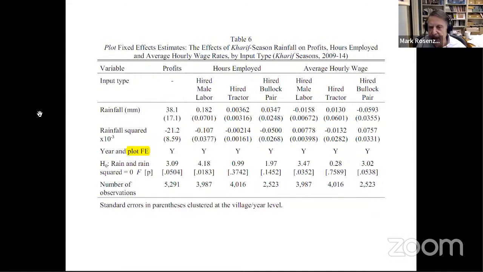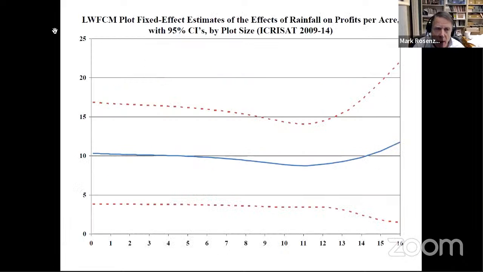Our model says that, in fact, these relationships are going to differ by the size of the plot. Okay. So we're going to employ the locally weighted functional coefficient model for plot fixed effect to obtain plot fixed effects estimates of the effects of rainfall on profits and on input use, okay, by plot size.